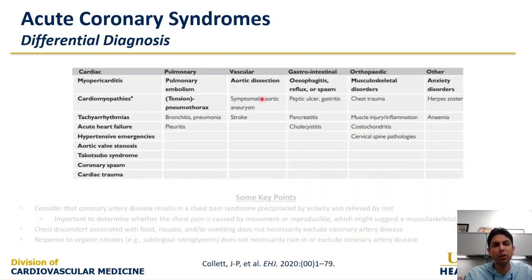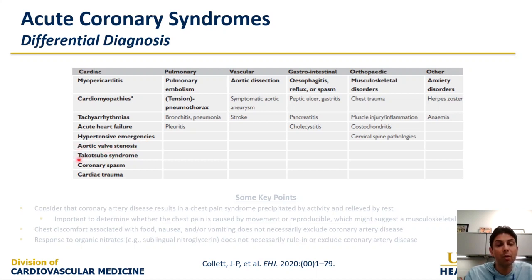Now, there certainly is a differential diagnosis when we're thinking about acute coronary syndromes. So when you think about cardiac possibilities when we're considering acute coronary syndrome, we want to think about myopericarditis, as we talked about in our stable angina talk. We also want to consider cardiomyopathies. We want to think about tachyarrhythmias, as we'll learn about later. Even acute heart failure can mimic an acute coronary syndrome. Hypertensive emergencies, aortic valve stenosis, as we'll learn about next week.